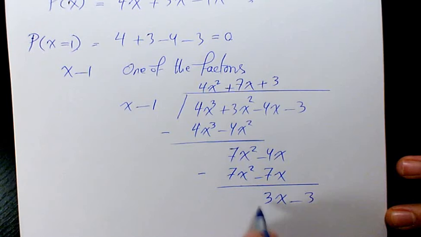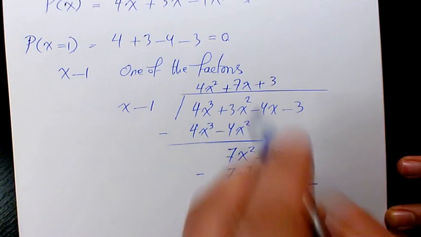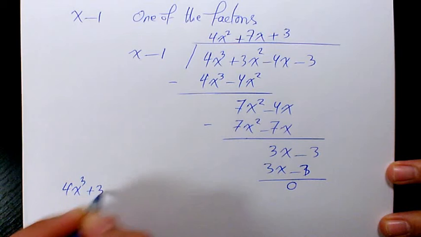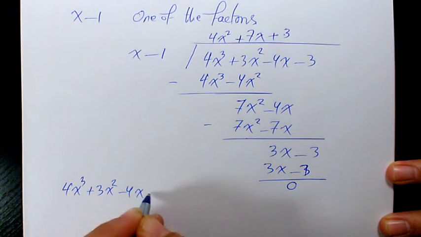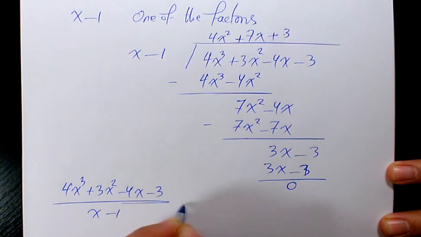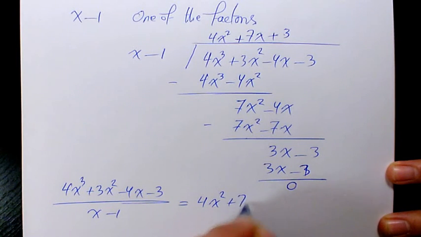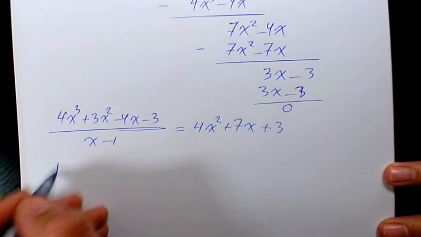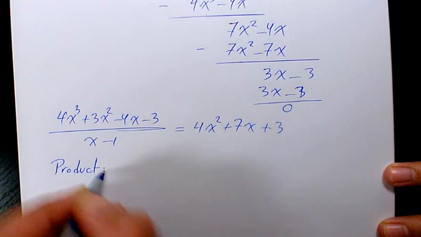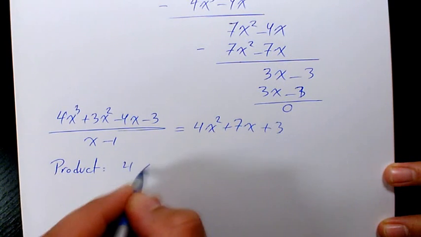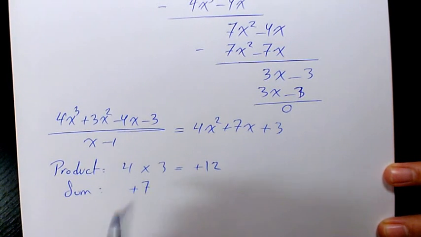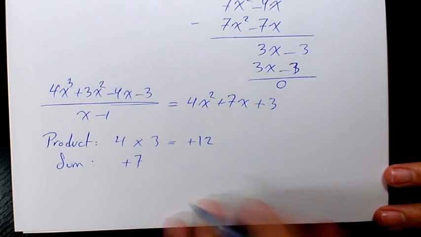Divided is going to be 3. 3 times x minus 1 is 3x minus 3, and actually the remainder is going to be 0. So 4x cubed plus 3x squared minus 4x minus 3 divided by x minus 1 equals 4x squared plus 7x plus 3. Now let's factor this. We are looking for two numbers that multiply to 4 times 3, which is 12, and sum to positive 7. So we're looking for 3 and 4.